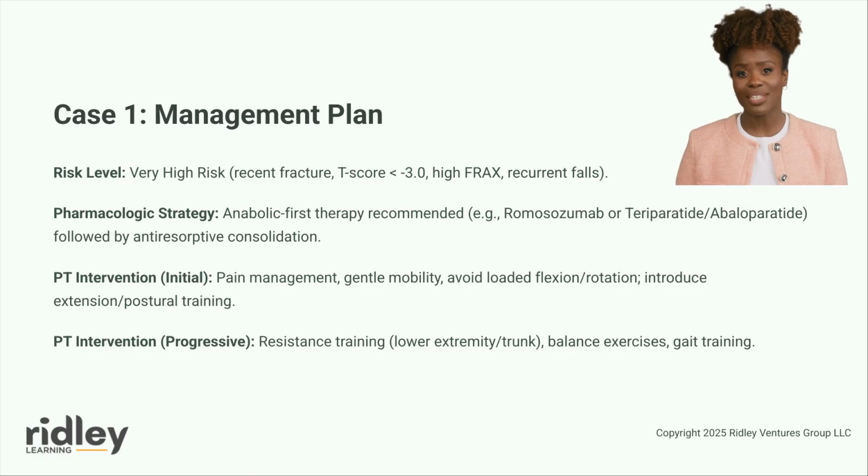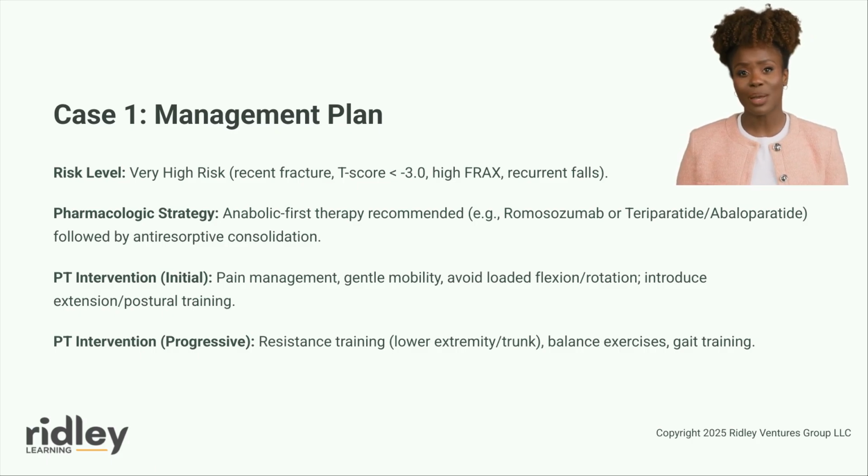This patient meets criteria for very high fracture risk based on recent vertebral fracture, T-score below -3.0, elevated FRAX probability, and history of recurrent falls. Current guidelines recommend consideration of anabolic-first therapy for very high-risk patients, as this approach produces more rapid and substantial fracture risk reduction than anti-resorptive therapy alone.